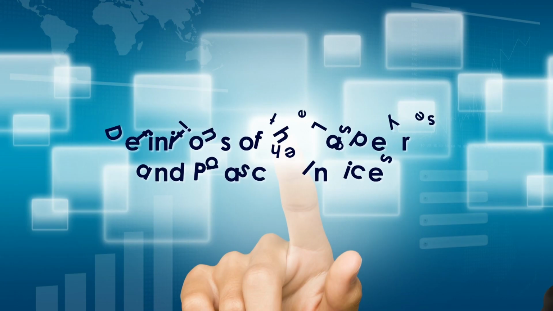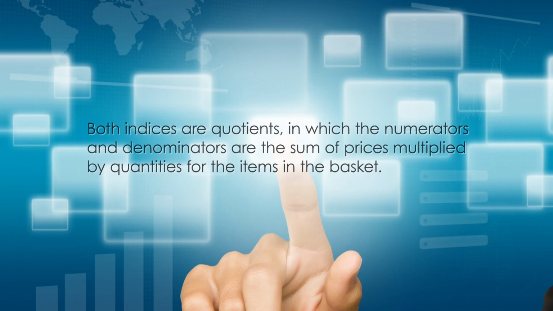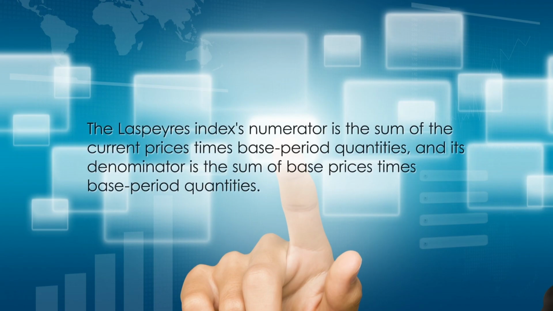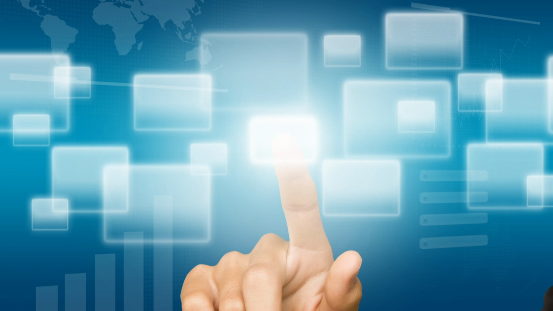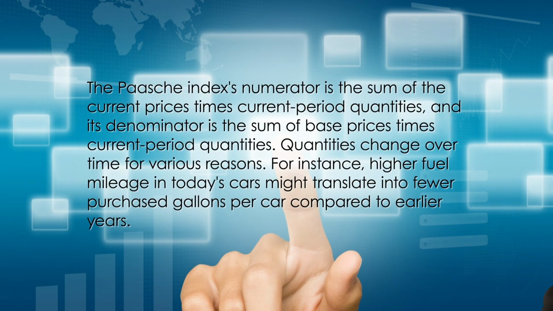So the definition of Laspeyres and Paasche indices is that both indices are quotients in which the numerators and denominators are the sum of the prices multiplied by the quantities for the items in the basket. If we talk more about the Laspeyres index, the numerator is the sum of the current prices times base period quantities, and its denominator is the sum of the base prices times base period quantities. The Paasche index numerator is the sum of the current price times current period quantities, and its denominator is the sum of the base price times current period quantities.